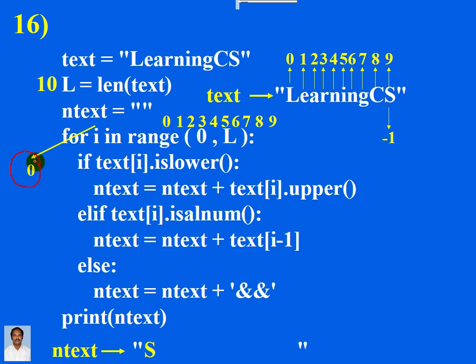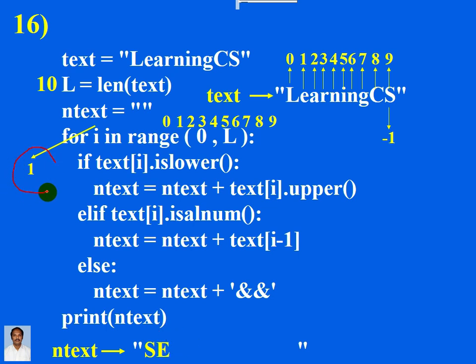I takes the next integer in the range, 1. Text of 1, small e. Small e dot is lower. True, because small e is a lowercase alphabet. True. So this will be executed. N text concatenated with small e dot upper. So here you get capital E. So N text capital S concatenated with capital E, that comes here. So here one capital E comes.